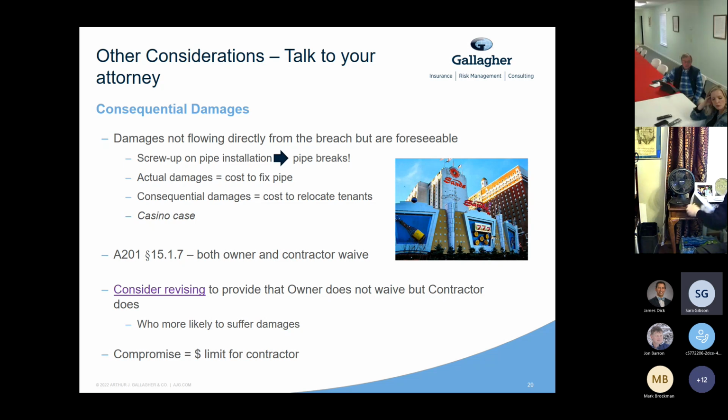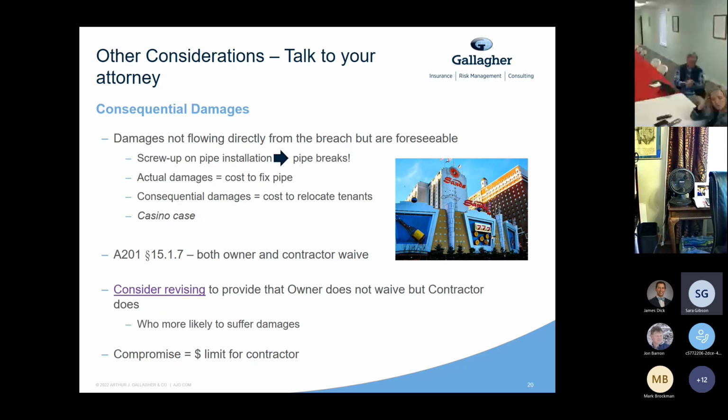Now, in my experience, some contractors are willing to revise this so that they waive it, but the owners do not waive it. And the reason why is because, who's more likely to suffer damages because of the delay? The contractor's probably still going to be covered. They're still making a profit, but you may have some consequential damages.